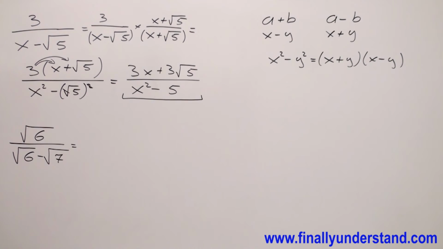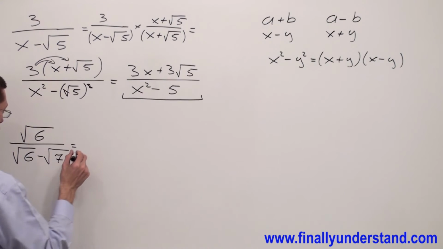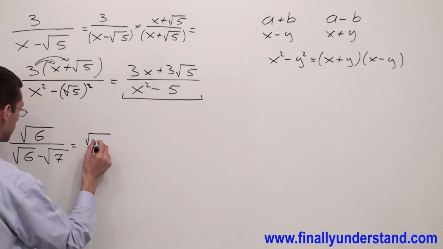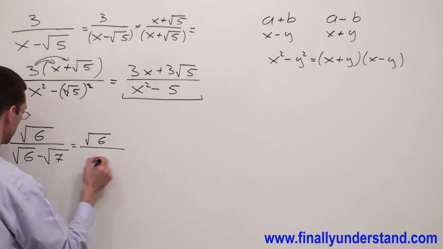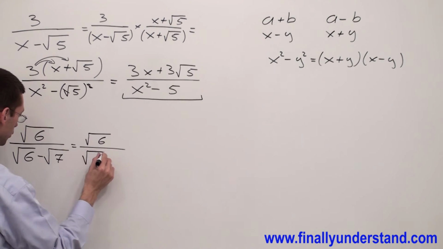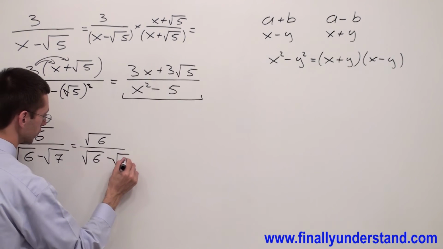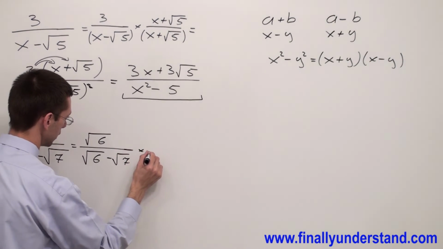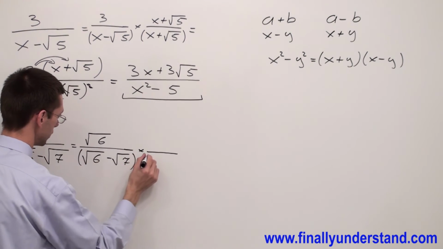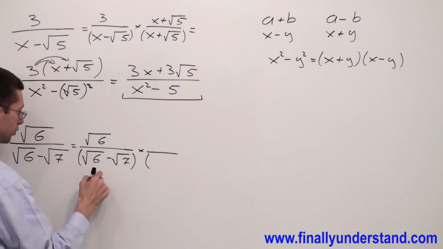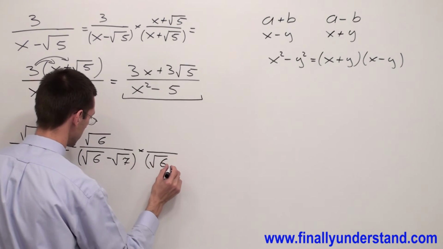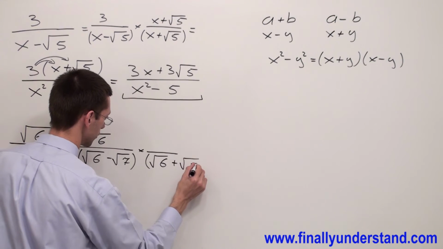Let's take a look at the second example. Again, we have radicals in the denominator. We have square root of 6 and square root of 7. We want to eliminate them. What are we supposed to do? Again, I have to multiply numerator and denominator by the conjugate of the denominator. Let me copy this down one more time. Square root of 6 minus square root of 7. The conjugate to my denominator is going to be square root of 6 plus square root of 7.